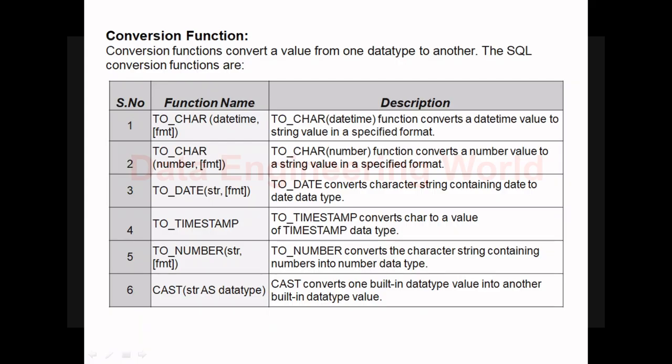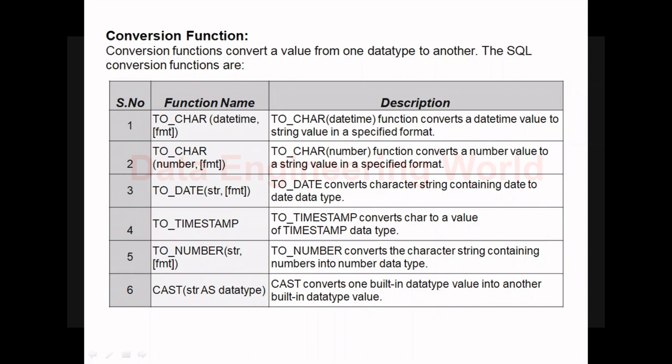The next function in the list is ToDate, which converts the character string, or the value of string data type, into date data type. Let's look at some examples of converting the string data type into date data type. Like ToChar function, ToDate function also takes two parameters. The first parameter is the string which we want to convert into date data type, and the second one is the format.